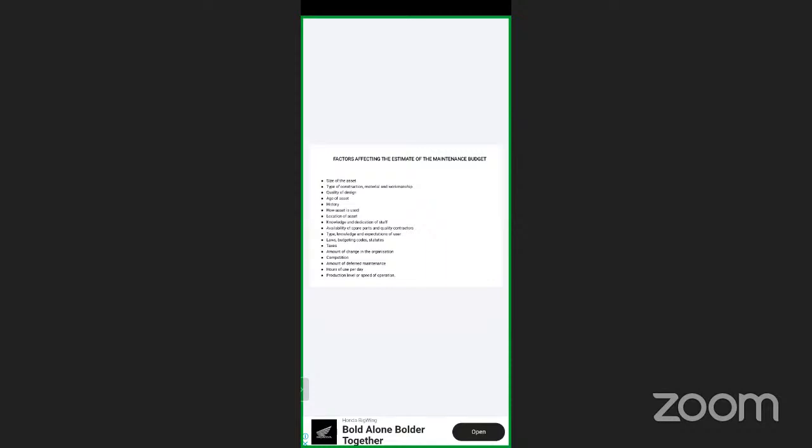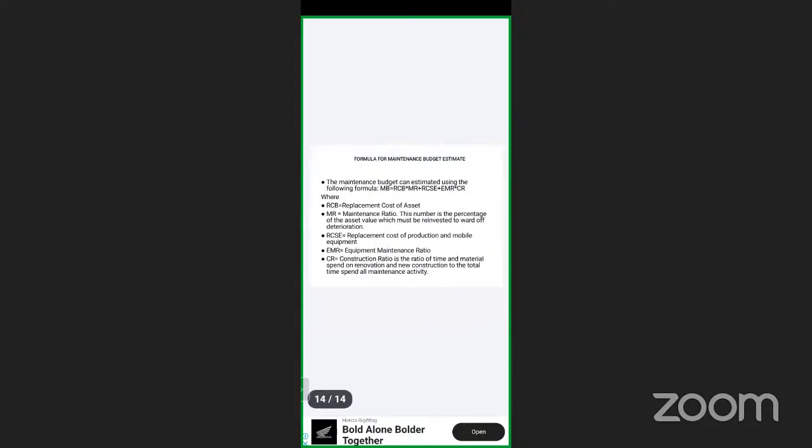Then finally you have the formula for maintenance budget estimate. Okay, this is the formula. You have to see the different components of the formula here. This is how you calculate the maintenance budget. MB stands for maintenance budget. RCB is nothing but replacement cost of asset. Suppose I want to replace this asset, how much am I incurring? RCB stands for replacement cost of asset.